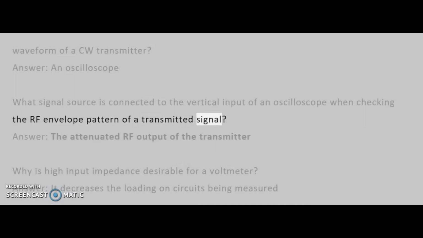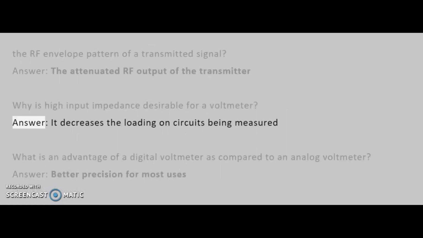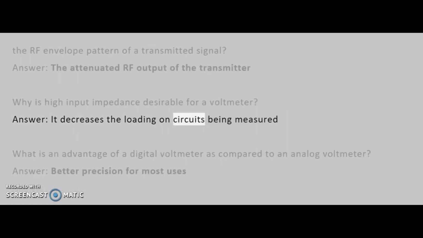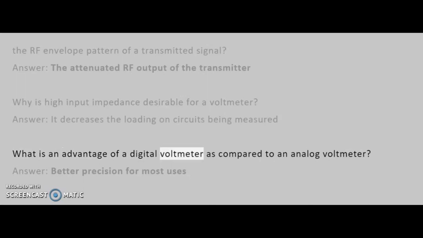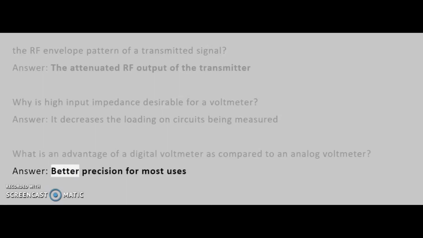What signal source is connected to the vertical input of an oscilloscope when checking the RF envelope pattern of a transmitted signal? Answer: The attenuated RF output of the transmitter. Why is high input impedance desirable for a voltmeter? Answer: It decreases the loading on circuits being measured. What is an advantage of a digital voltmeter as compared to an analog voltmeter? Answer: Better precision for most uses.